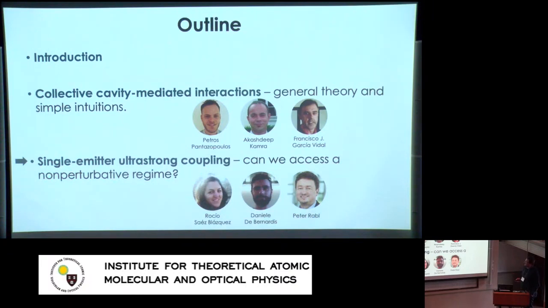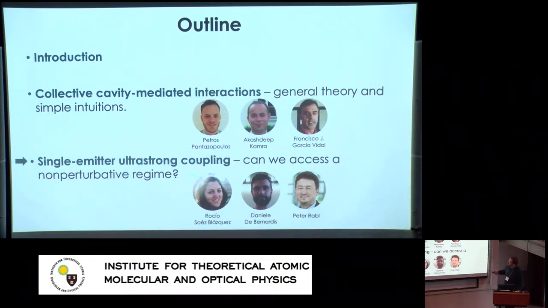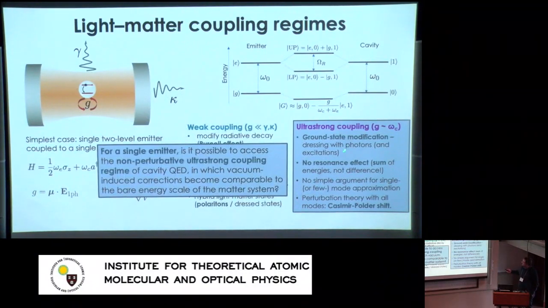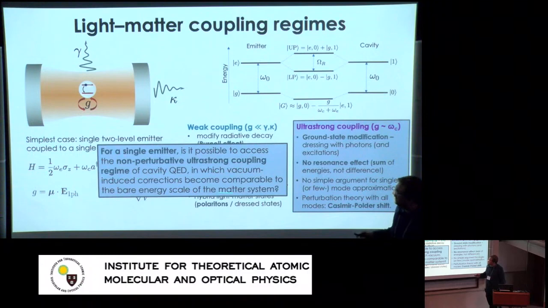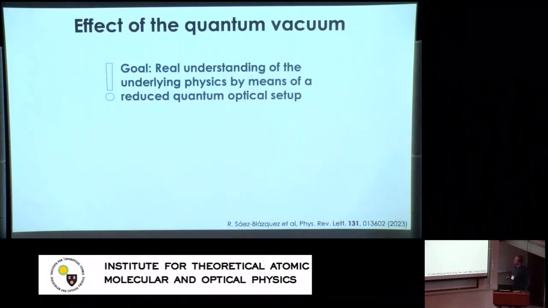So I'm going to very quickly talk about this, which is basically saying now, for a much simpler setup, a single emitter, can we actually access the non-perturbative regime and go also beyond the electrostatics? So again here, the alpha-stone coupling. Is it possible to access a regime where vacuum-induced corrections really become comparable to the bare energy scale of the matter system, going in some sense beyond these electrostatics?